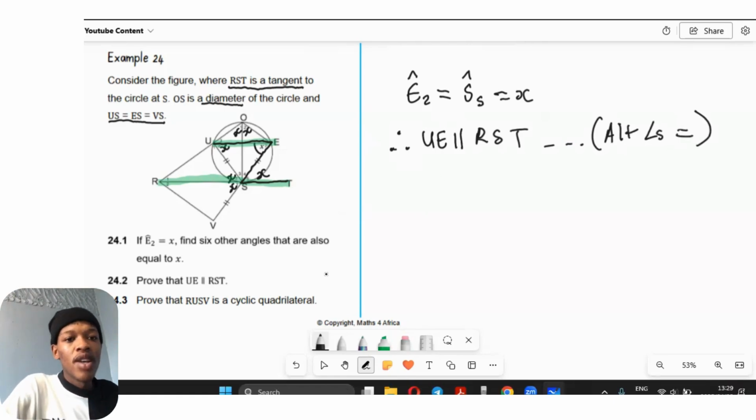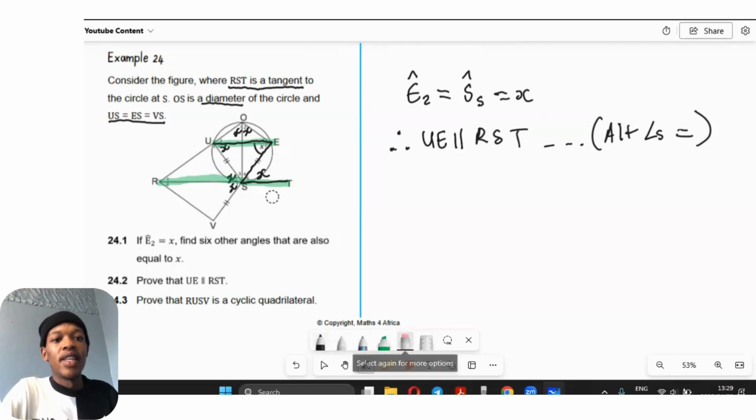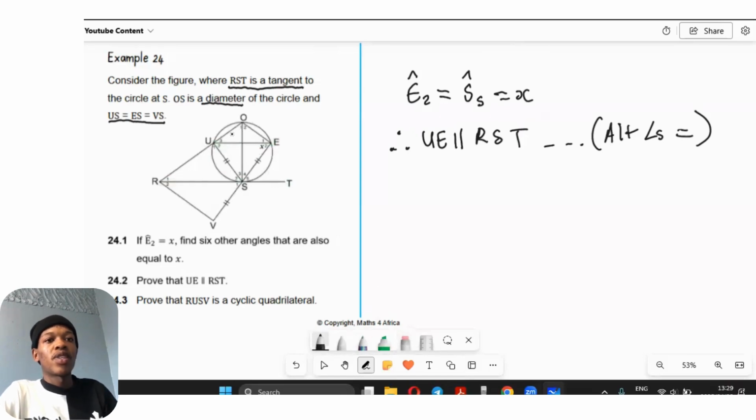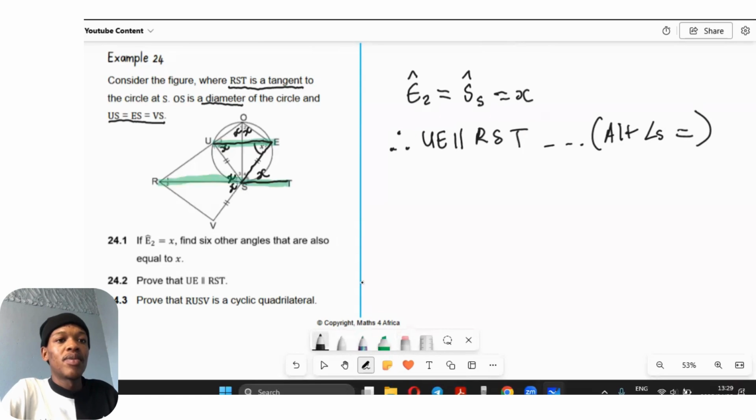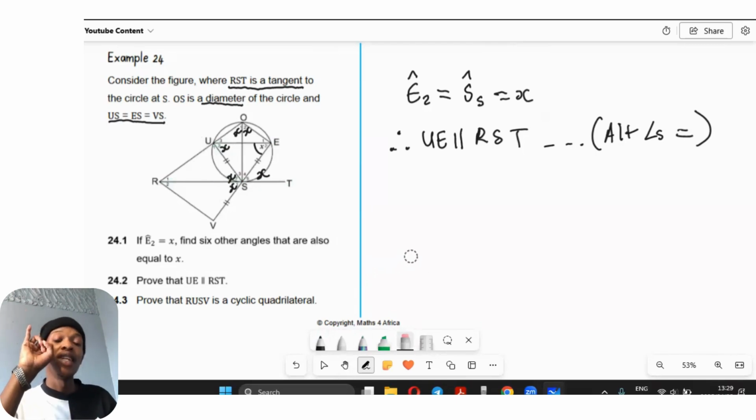And then the last one, prove that RUSV is a cyclic quad. So we have different ways to prove a cyclic quad, right? Let me not erase everything. It's either you prove making use of the exterior angle of a cyclic quad being equal to the interior opposite. The second one is opposite angles of a cyclic quad are supplementary. And then the third one you can prove by angles on the same segment being equal.